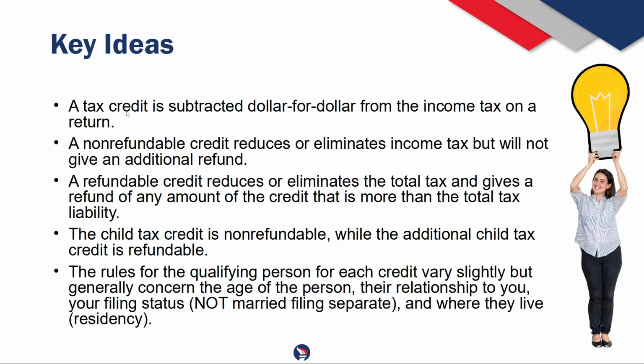So, remember, tax credit subtracted dollar for dollar from income tax on a tax return. Non-refundable credit reduces or eliminates income tax but will not give an additional refund. Refundable credit reduces or eliminates the total tax and gives a refund of any amount the credit is left over. Child tax credit is non-refundable. Additional child tax credit is refundable. The rules for the qualifying person for each credit vary, but they generally concern the age of the person, their relationship to you, their filing status, not married filing separately, and where they live.